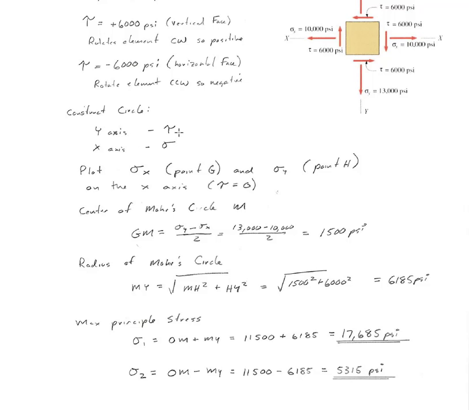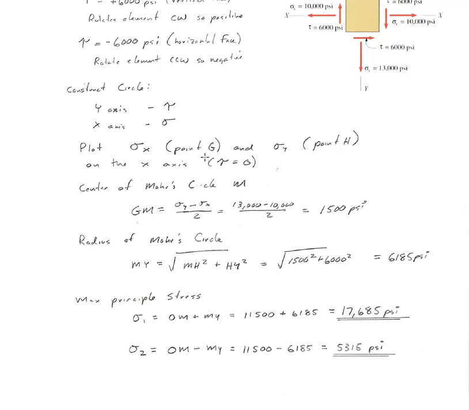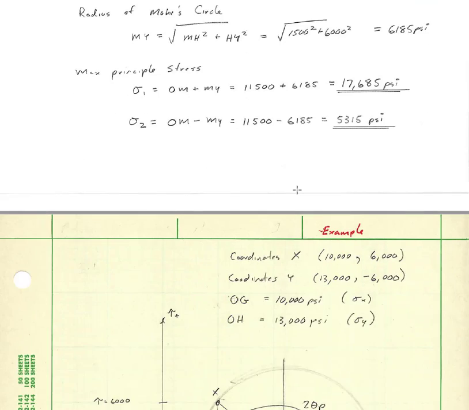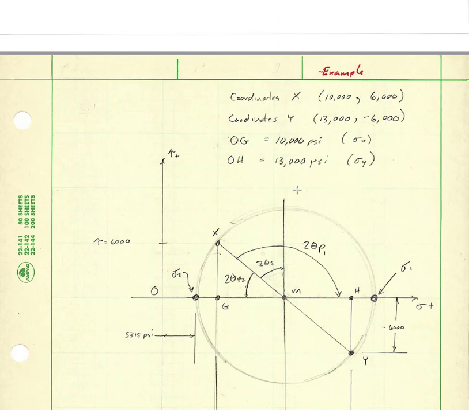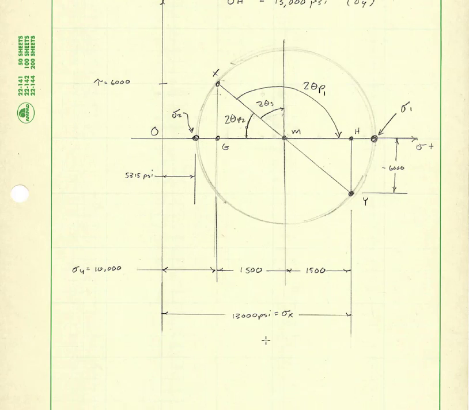The y-axis is going to be shear stress. The x-axis is going to be the normal stress. We're going to plot sigma x at point G and sigma y at point H. I'm going to put these on the x-axis where tau equals 0. H is right here, and that is our normal stress, sigma y, 13,000 psi, plotted here at point H.